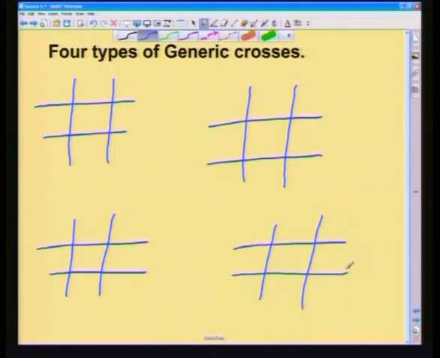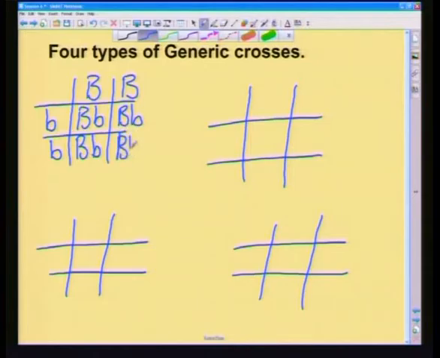There's the Punnett square. We're going to cross homozygous dominant versus homozygous recessive. Here all your offspring are going to be heterozygous. So that would be number 1.